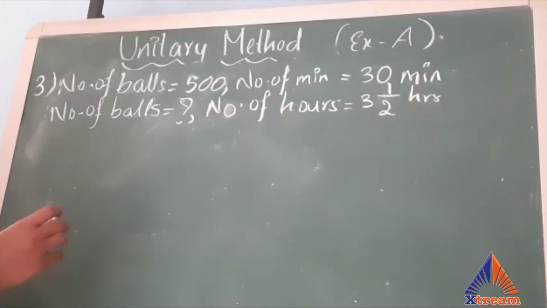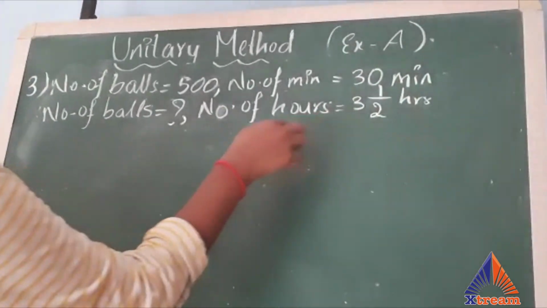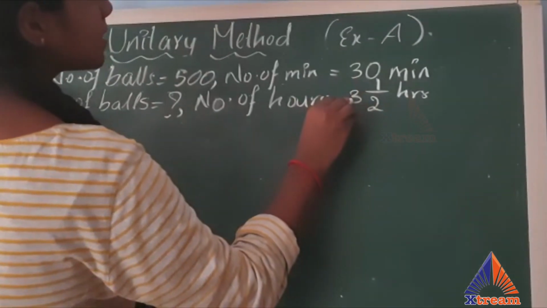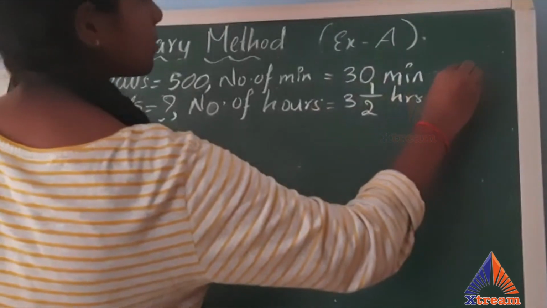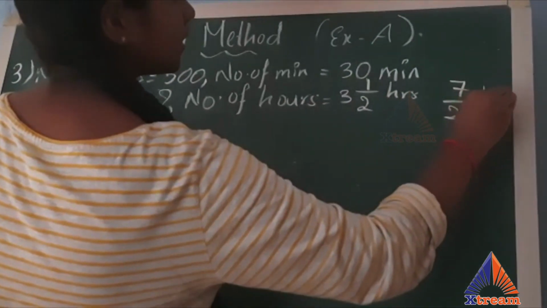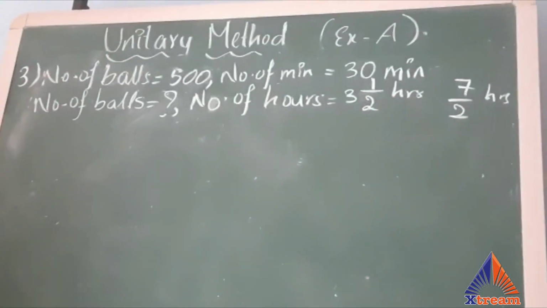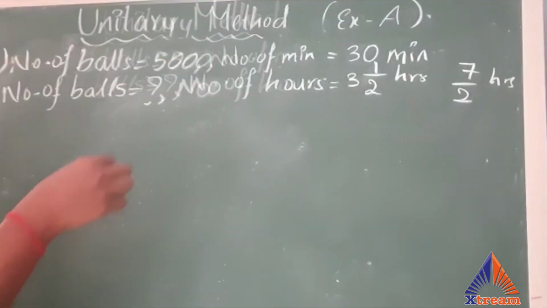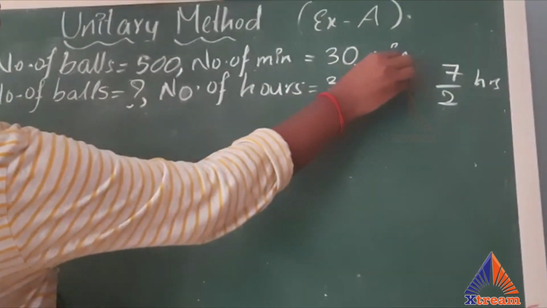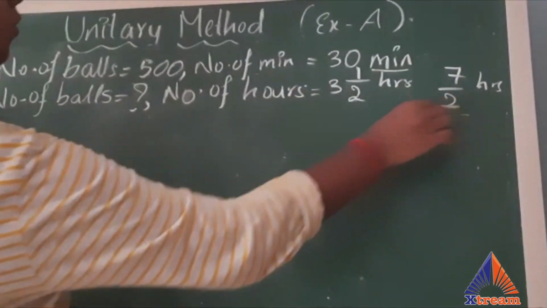So first let's convert this, they have given a mixed fraction. Let's convert it into an improper fraction. So 3 2s are 6 plus 1 is 7. So that will be 7 by 2 hours. So first we need to convert this into the improper fraction. Now let's solve the question. You need to convert this hours into minutes, because they have given us the first quantity in minutes. So we should convert this hours into minutes.